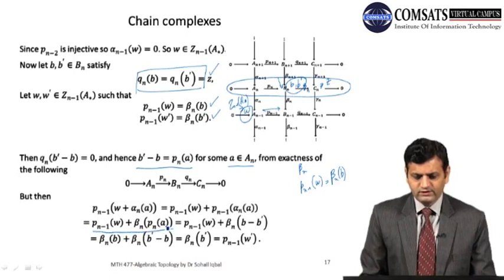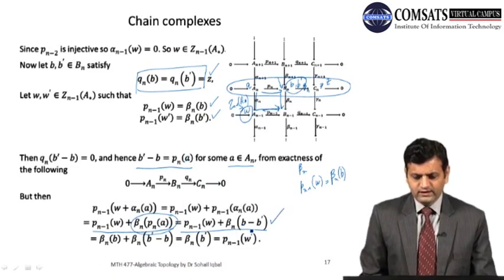So why is this the case? Because a is an element of A_n, and we can follow two different routes: first applying α_n and then applying p_{n-1}, or first applying p_n and then applying β_n. So now using the commutativity of the diagram, we get this, and this is equal to this because p_n(a) is equal to b - b'.